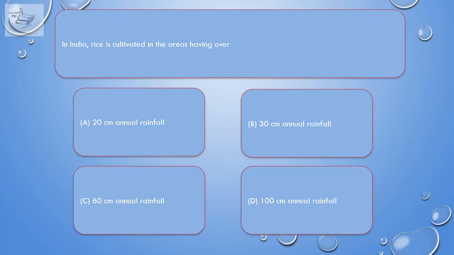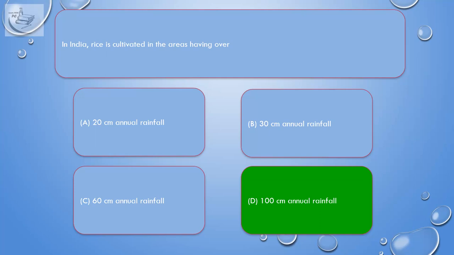Question: in India, rice is cultivated in the areas having over A. 20 cm annual rainfall, B. 30 cm annual rainfall, C. 60 cm annual rainfall, D. 100 cm annual rainfall. Correct answer is D. 100 cm annual rainfall.